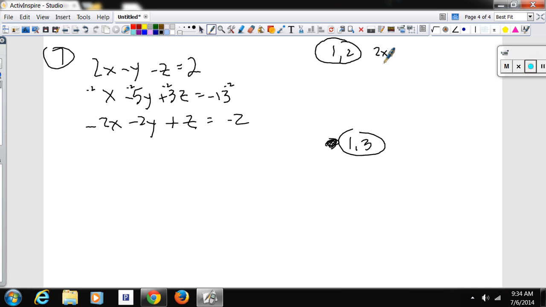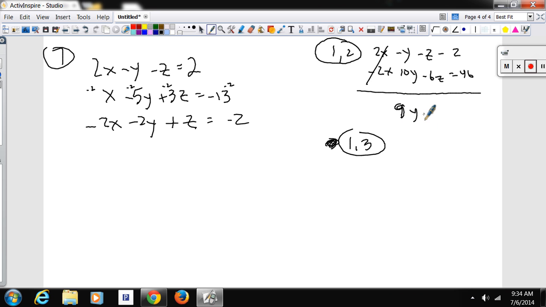So I'm going to bring the first one over, 2x minus y minus z equals 2. And then we'll multiply here, we're going to get negative 2x plus 10y, because negative times negative is positive, minus 6z equals 46. You're going to combine those, they cancel out, you get 9y minus 7z equals 48 when you combine all those.